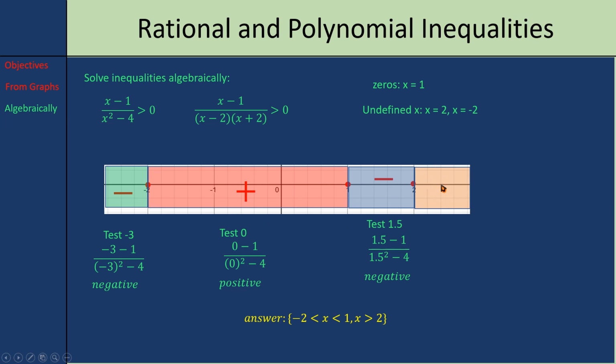If you don't know that, if you can't think of multiplicity and stuff, and you want to test, you would have tested like 3 or 4 or 10, whatever, right? You would have gotten a positive number. So here, then, since they want greater than 0, I take the positive section. So it's between -2 and 1. See, x is between -2 and 1, and x has to be larger than 2.